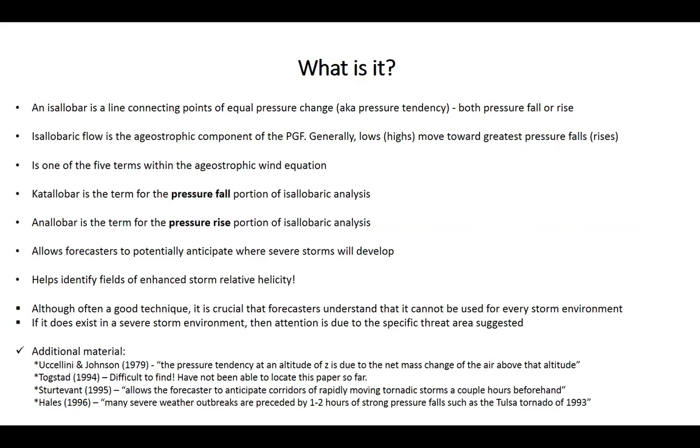And then going down to the very bottom, this is from Jack Hales from the Storm Prediction Center, one of his publications in 96. Just quoting that many severe weather outbreaks are preceded by 1 to 2 hours of strong pressure falls, such as the Tulsa tornado of 1993. So he cites a specific example there that he observed.